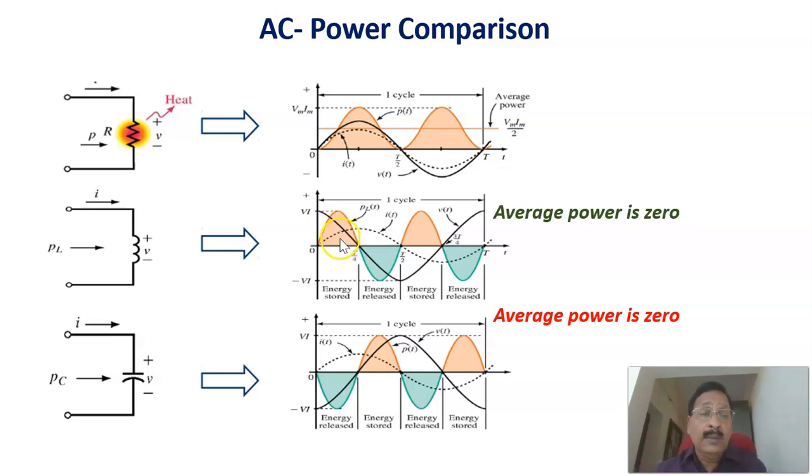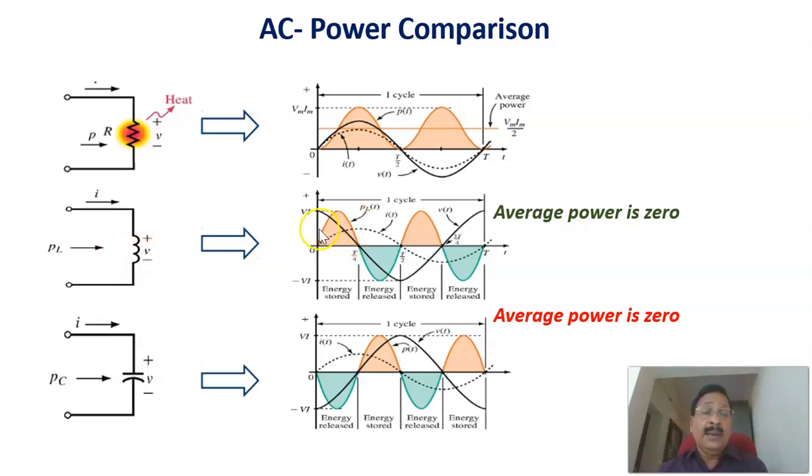energy is being stored. Here this indicates the energy being stored, and here energy is released. Again, energy is stored, energy is released. Therefore, net energy equals 0. Therefore, average power is 0 in the case of a pure inductive load, because energy is stored, released, stored, released, like that. Average power will be 0 in the case of a pure inductive load.